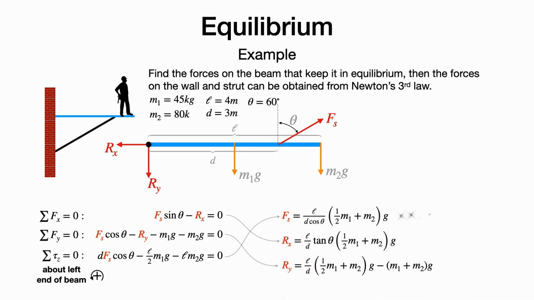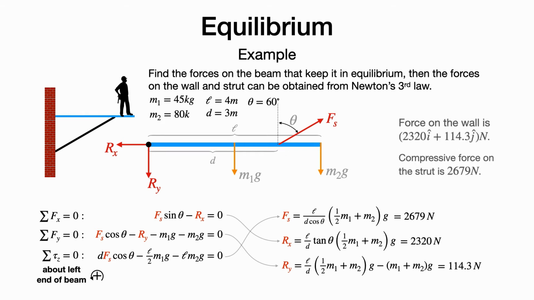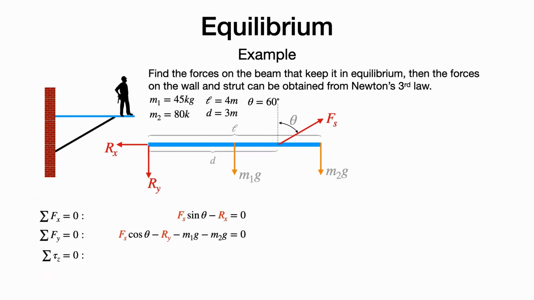Plugging values into these, we find that the force in the strut is 2,679 newtons, the x component of the reaction force is 2,320 newtons, and the y component of the reaction force is 114.3 newtons. We get a positive value there, so we know that we chose the direction of R sub y correctly. And this means that to answer the full question which was asked, which is what is the force on the wall first, that turns out to be a positive 2,320 newtons in the x direction plus 114.3 newtons in the positive y direction. So pulling up and out on the wall. And then there is a compressive force on the strut of 2,679 newtons.